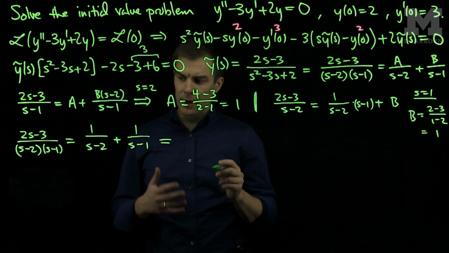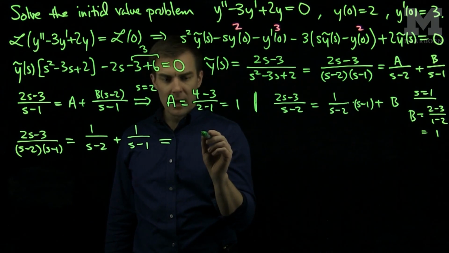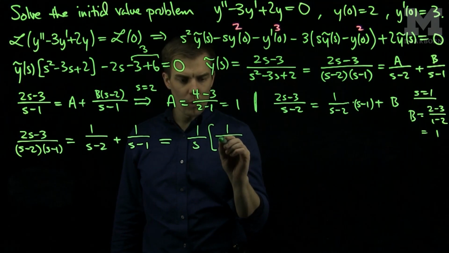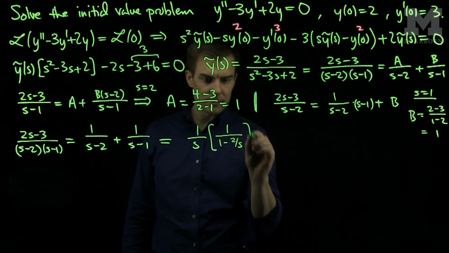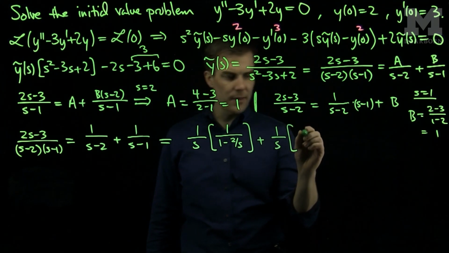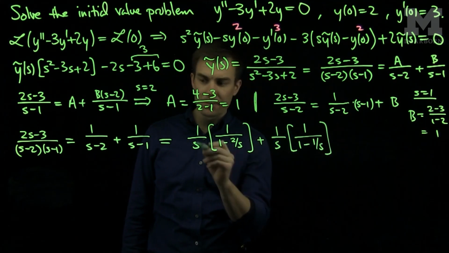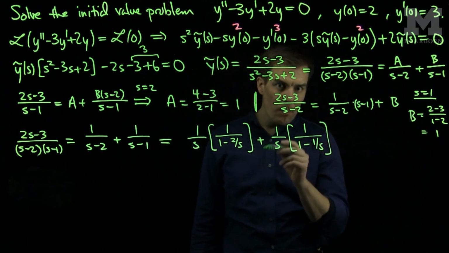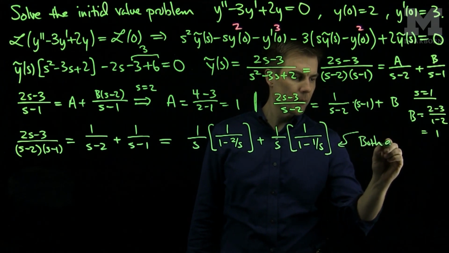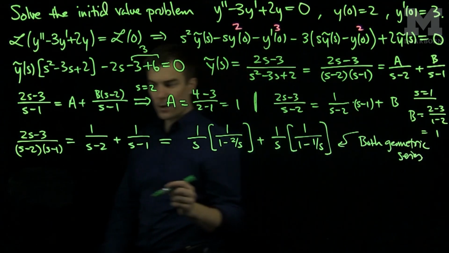I can now factor an s out of each of these denominators. If I factor an s out of this denominator, I will have 1 over s times 1 over 1 minus 2 over s. And if I factor an s out of this denominator, I will have a 1 over s, and then a 1 over 1 minus 1 over s. And we can check this works simply by multiplying back through. Now, both of these expressions are geometric series. So I can write down their Taylor expansions.